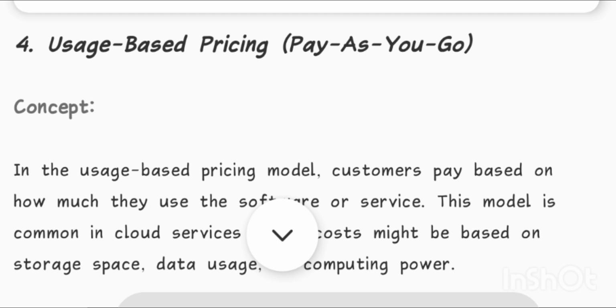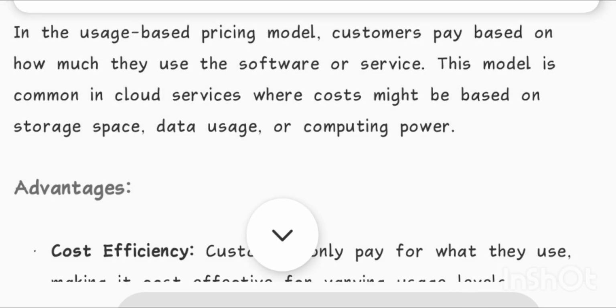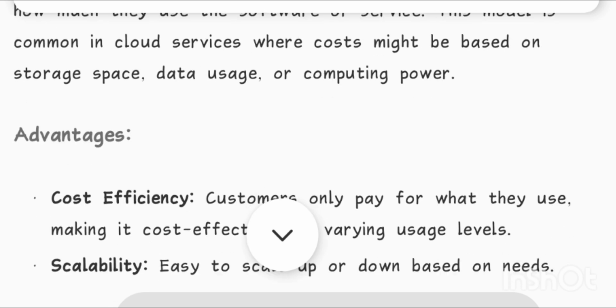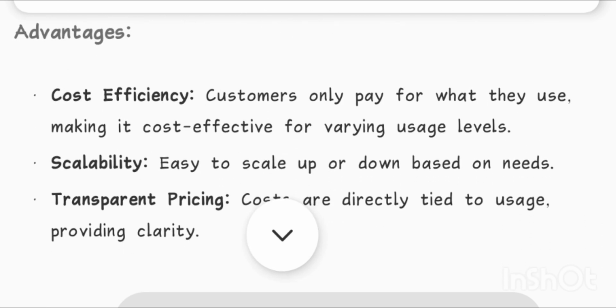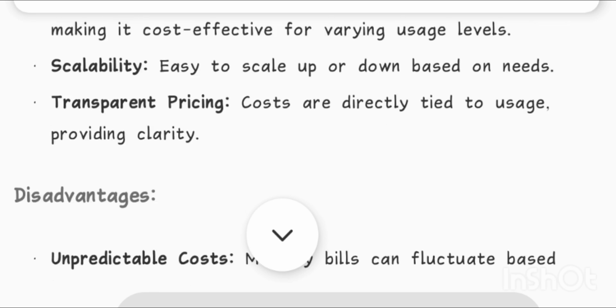Usage-based pricing, pay-as-you-go. Concept. In the usage-based pricing model, customers pay based on how much they use the software or service. This model is common in cloud services where costs might be based on storage space, data usage, or computing power. Advantages. Cost efficiency. Customers only pay for what they use, making it cost-effective for varying usage levels. Scalability, easy to scale up or down based on needs. Transparent pricing, costs are directly tied to usage, providing clarity.